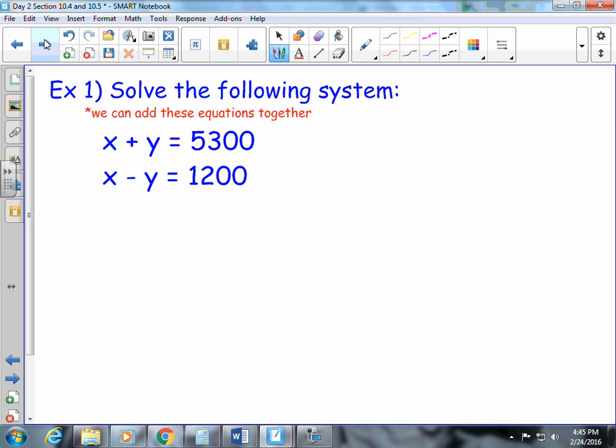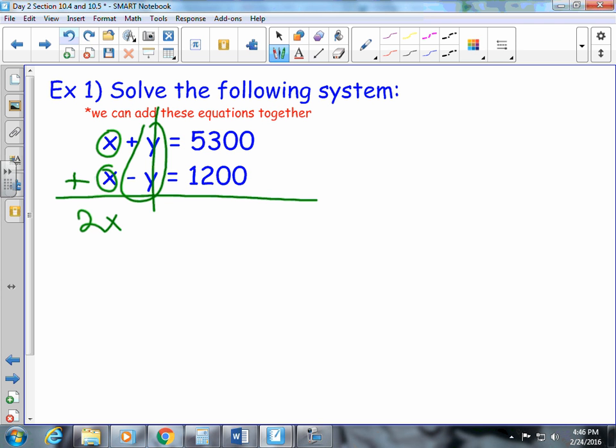If we were to use substitution, we would take one of these equations, maybe this one, and solve it for x. Then we would take that value and plug it in for x here, and we would do 2 more steps. We are not going to do that with elimination. In elimination, we are going to add the 2 equations together, just like we talked about in the last property, so that we get a variable to cancel out. If I add them vertically, x plus x gives me 2x. Y minus y eliminates itself. It's gone. Hence the elimination method. So now I'm left with 2x is equal to 6,500.